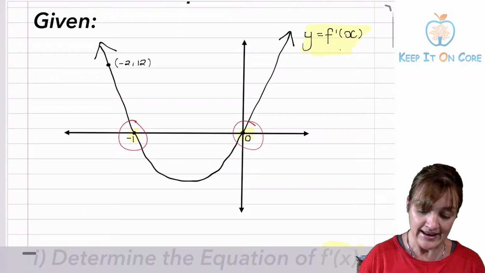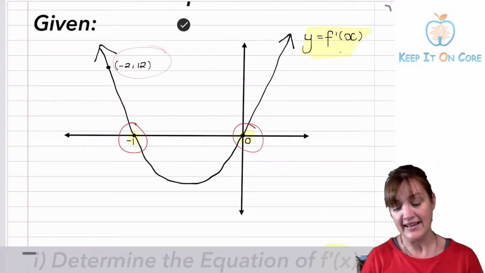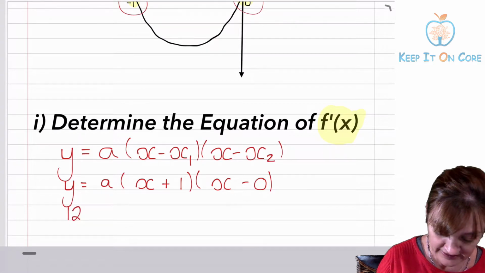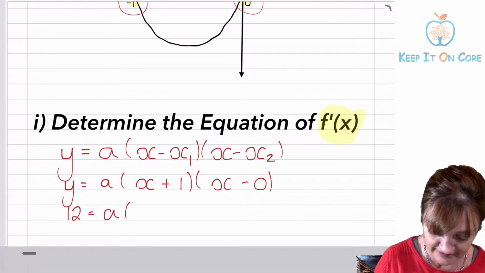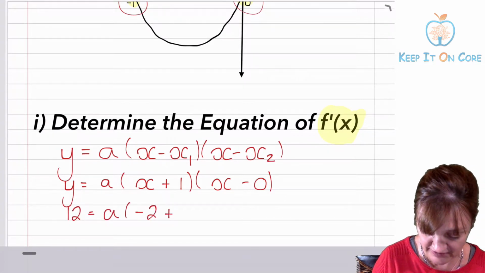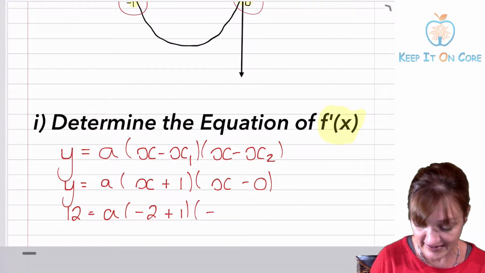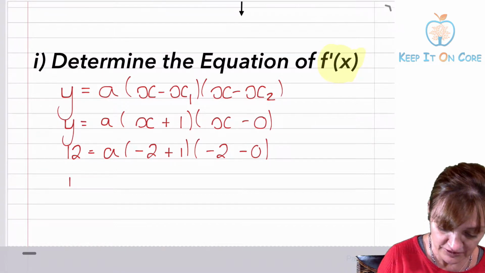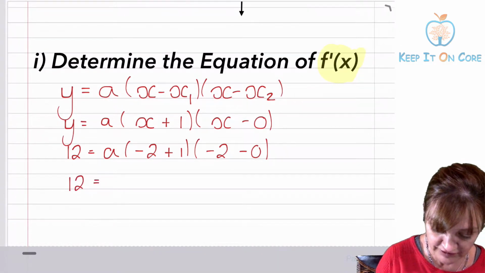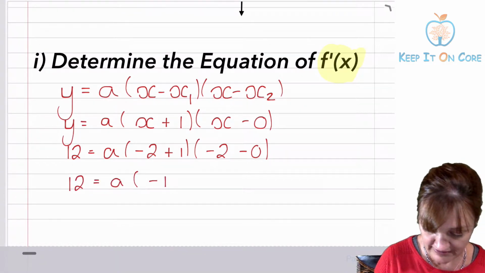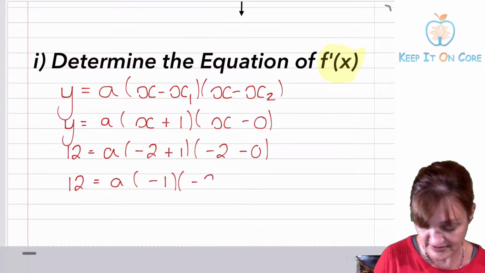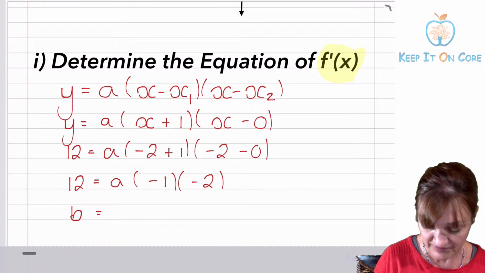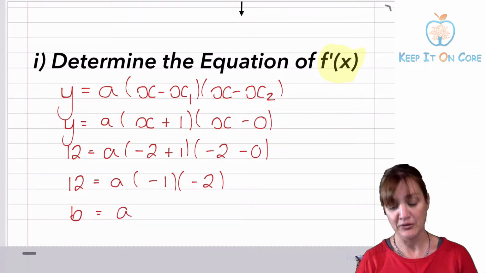Then we use another point on the graph, which in this case is (-2, 12), and we sub them into the relevant x and y values. So -2 is going into my x, and -2 again goes into the other x. That leaves you with the a value to solve. That's giving me -1 times -2, so therefore it's +2. 12 divided by 2 is 6. That's your a value.